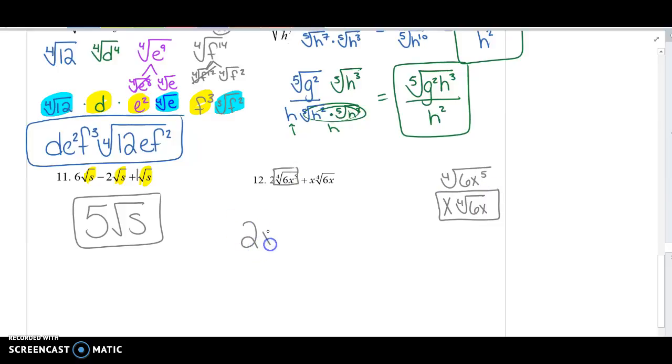2x times the 4th root of 6x plus x times the 4th root of 6x. Now you might notice the x 4th root of 6x matches the x 4th root of 6x. It's a slightly more complicated like radical, but because it's both x 4th root of 6x, you can do 2 plus 1 to get 3x 4th root of 6x.